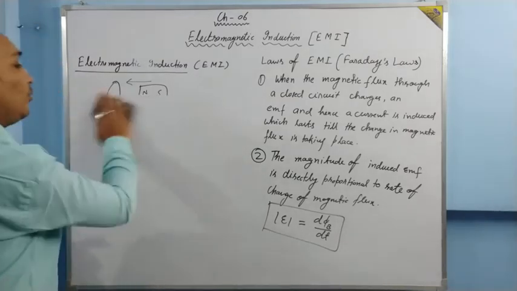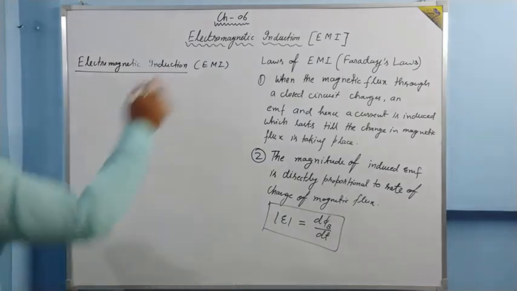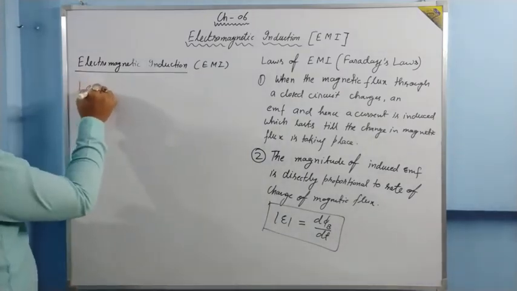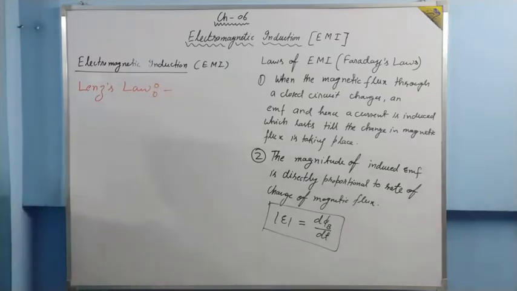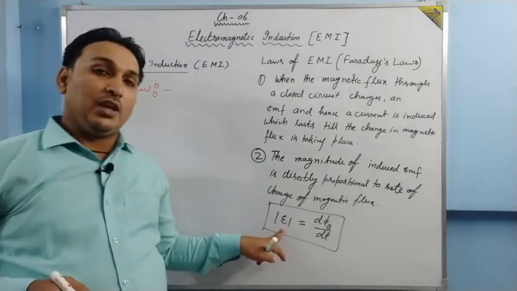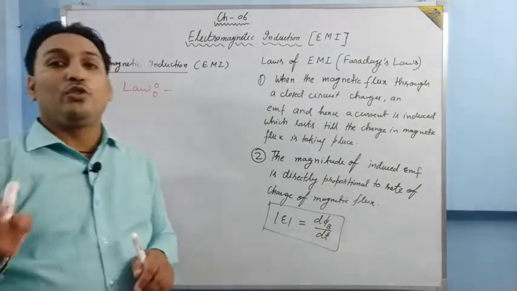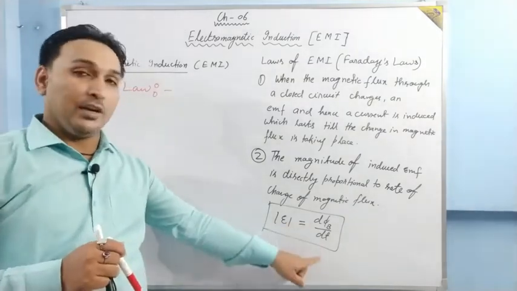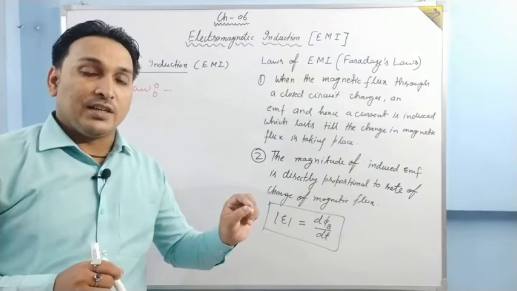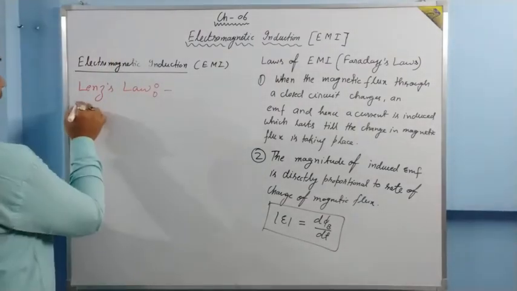Further, it was explained by Lenz. So we study it in Lenz law. It is part of the laws of EMI. Lenz law. What is Lenz law? Lenz law states that the direction of current will be in such a way that it opposes the cause which produces it. And what is the thing that produces the induced EMF? Change in magnetic flux.